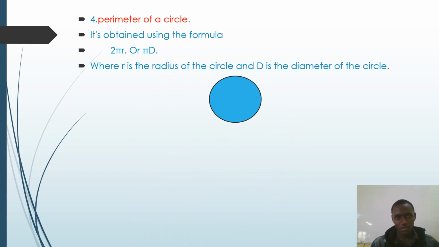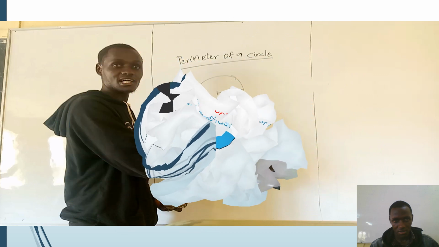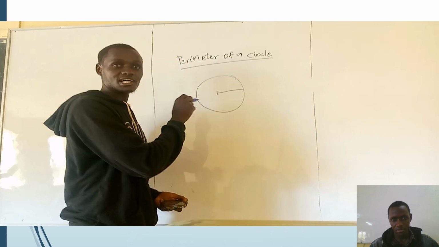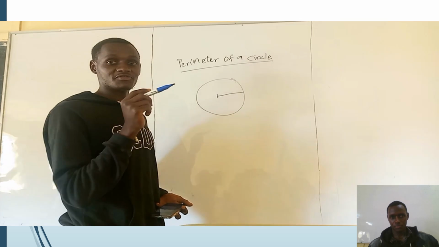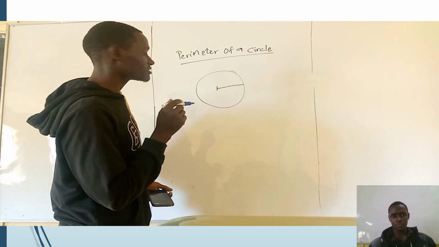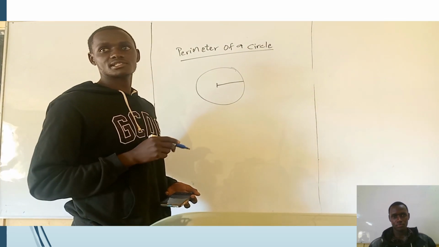Okay, perimeter of a circle. The perimeter of a circle is also known as the circumference of a circle and is obtained using the formula 2 pi r or pi d, where r is the radius of the circle and d is the diameter of the circle. For example, this is the length of its circumference. So perimeter is also referred to as circumference.